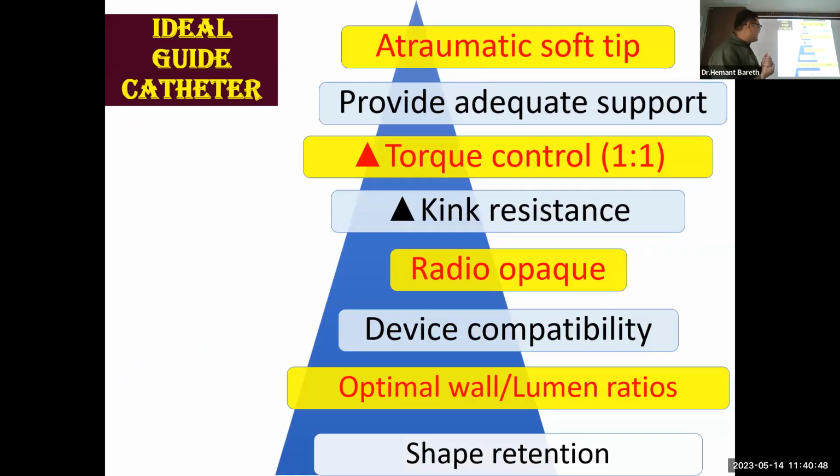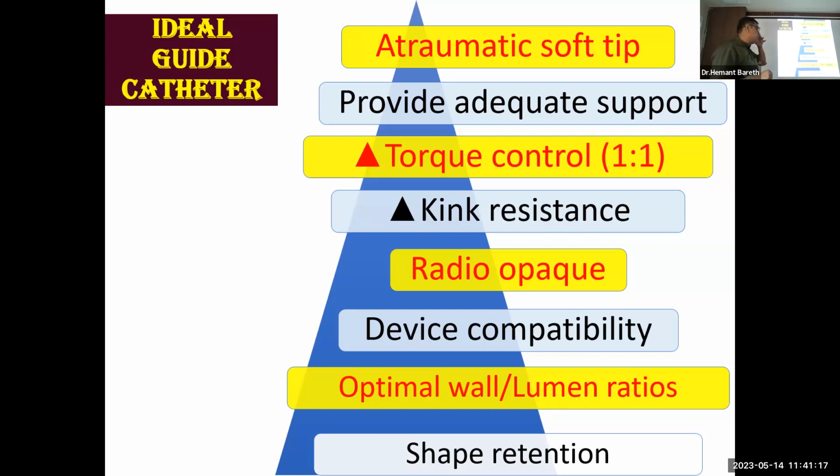So what is an ideal guide catheter? An ideal guide catheter is something that has an atraumatic soft tip, which provides adequate support, which has 1:1 torque transmission, which is resistant to kinking. Because that is something that can happen. Once you rotate the catheter too much, there could be a kink there. And once that kink happens, it can be very dangerous, because when you try to take it out, that kink can entrap part of the vessel and then you will be in serious trouble.